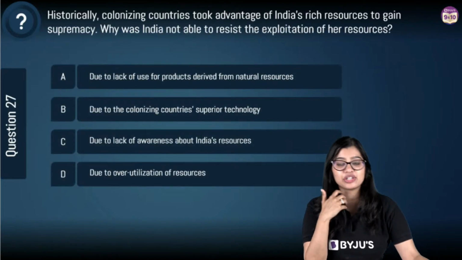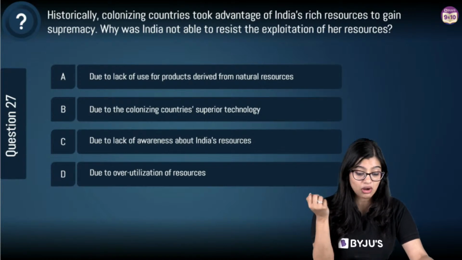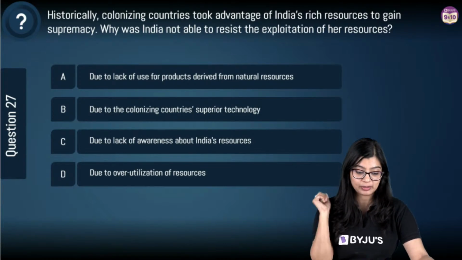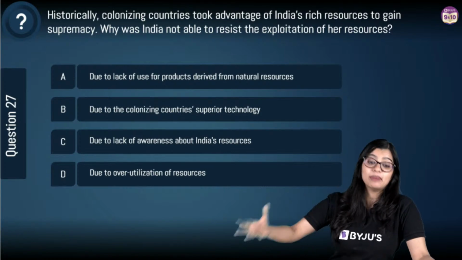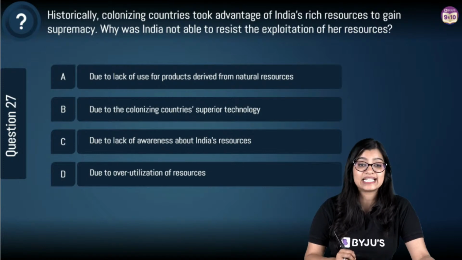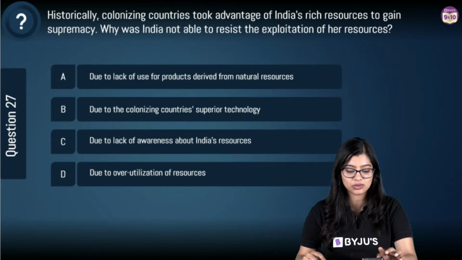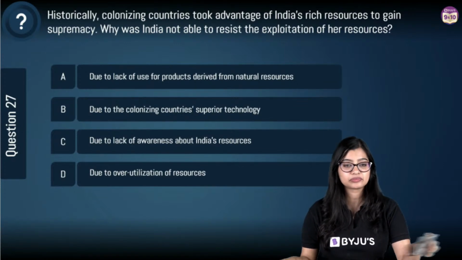So the first question for all of you: historically, colonizing countries took advantage of India's rich resources to gain supremacy. Why was India not able to resist the exploitation? So which among the following is correct? Now these are some questions which we may have solved earlier, so this might be new to some of you.